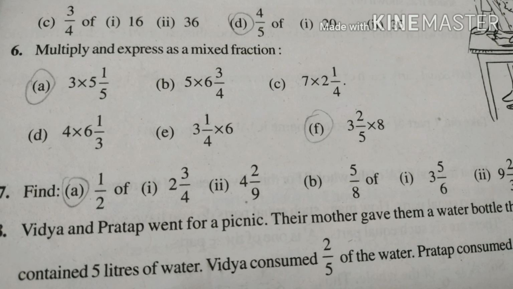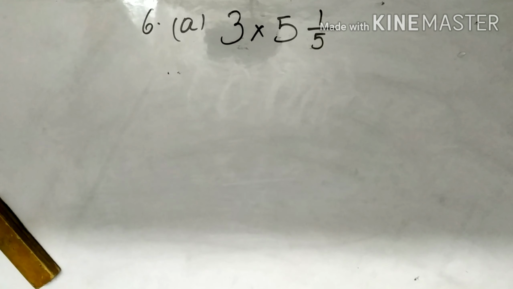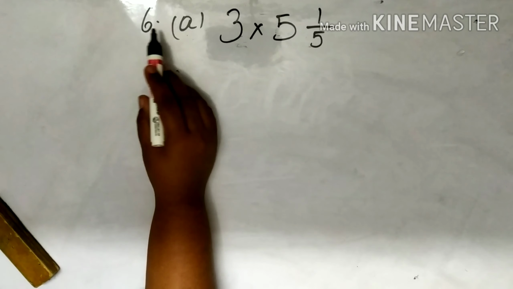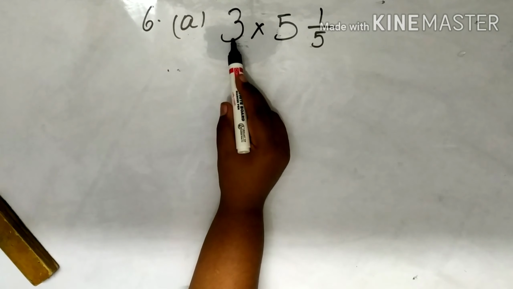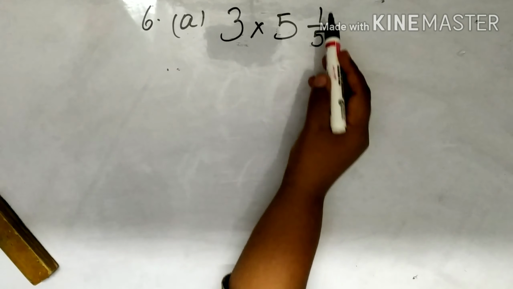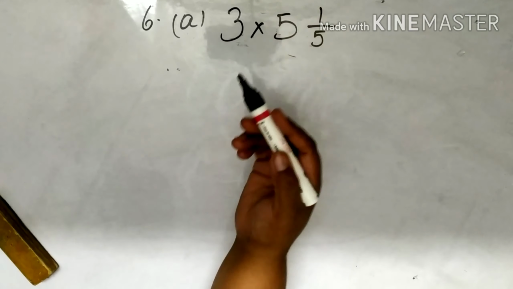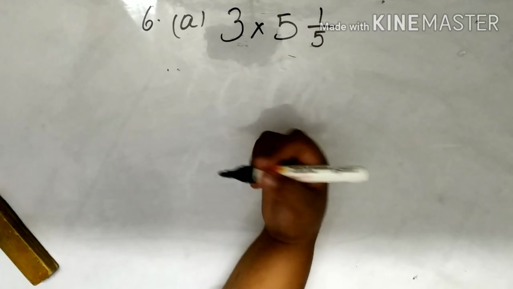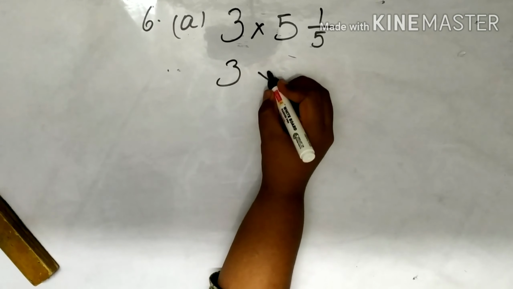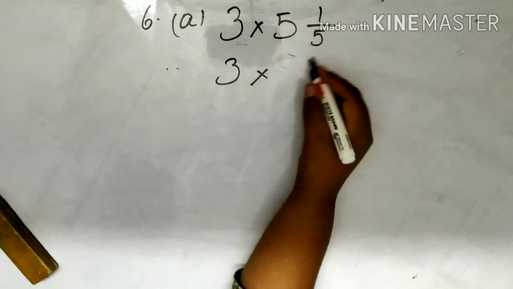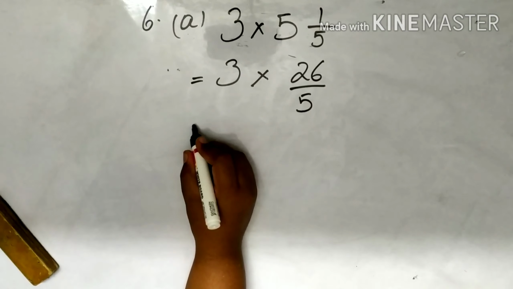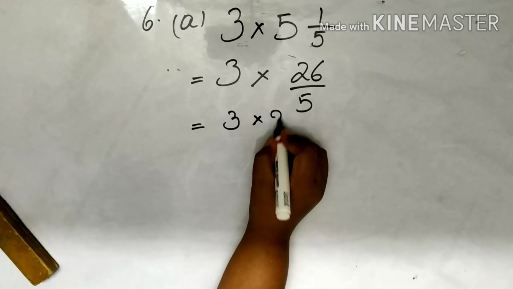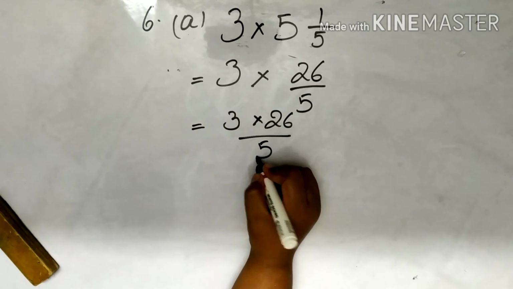Now the sixth question, which says to multiply and express as mixed fractions. In the A part of the sixth question, it says 3 into 5 1 by 5. So we are multiplying a whole number with a mixed fraction. The first step is to convert the mixed fraction into an improper fraction. So 5 5s are 25, plus 1, 26 divided by 5, right? Now the next step will be 3 into 26 divided by 5.